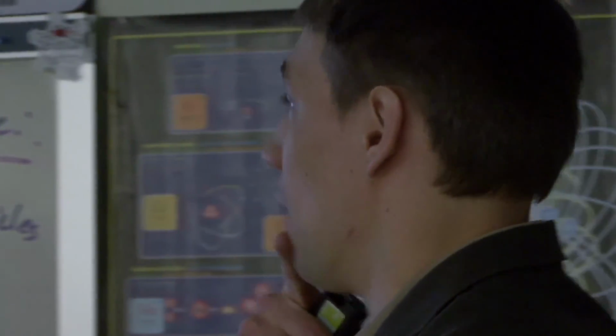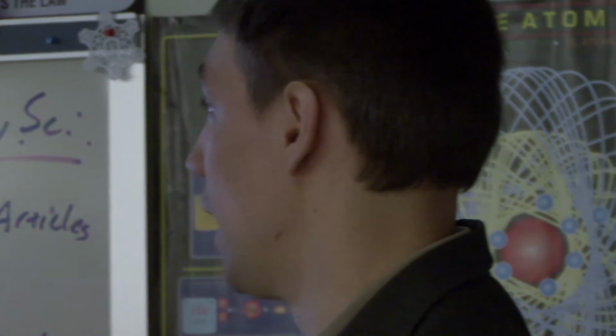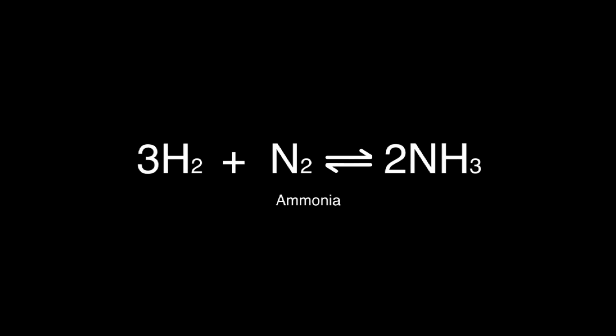Well, how do we make this? How do you put it in the ground? How does it go from a lab into the ground and you get bigger crop yields? And it's through this reaction. H2 plus N2, you have an equilibrium, it gives you NH3, it gives you ammonia.